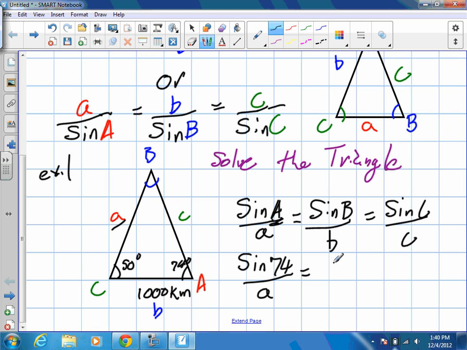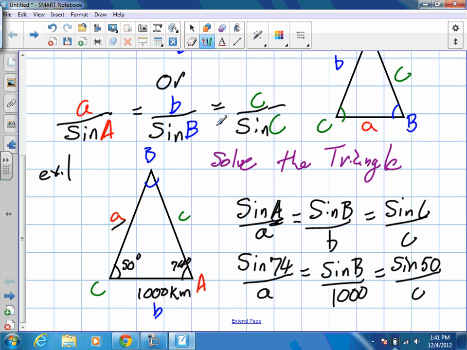Sine B, do I have angle B? No, we don't. So we're just going to call it B for now. And what is side B? 1,000. Good. And what about C? Angle C. Do I have angle C? What is it? 50 degrees, actually. Okay. And what is side C? Unknown. Now, this is very important. If you guys have noticed, I actually don't have a complete ratio. Without a complete ratio, in other words, I have an opposite angle and side, the measurements of both, or both of the variables in one of these ratios, I can't actually use sine law.